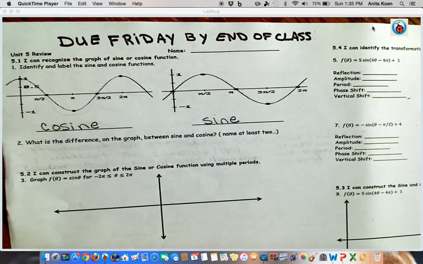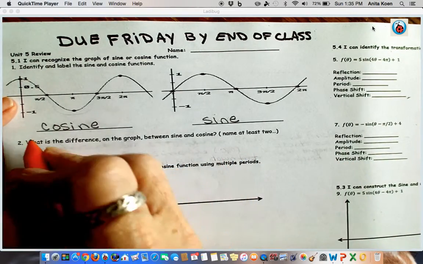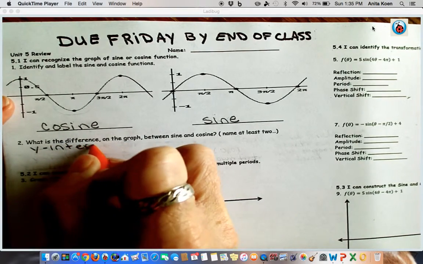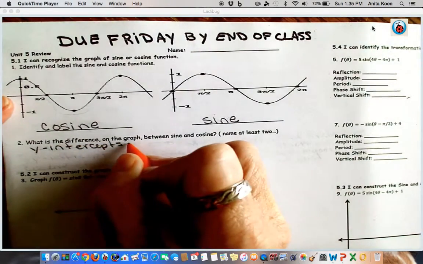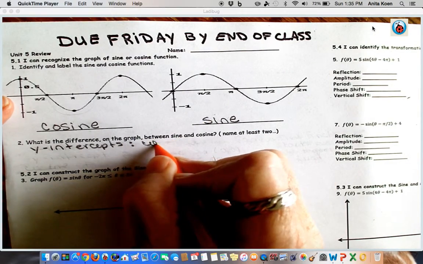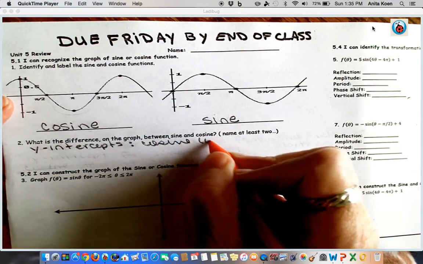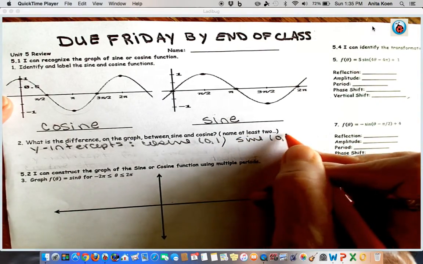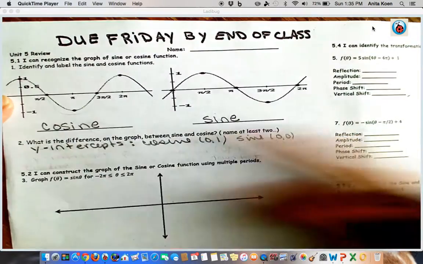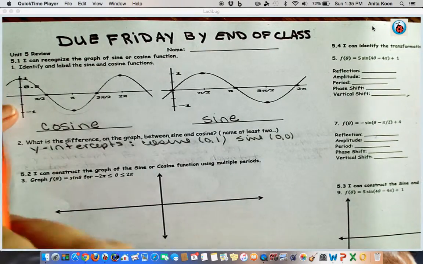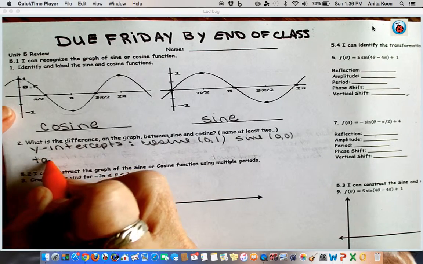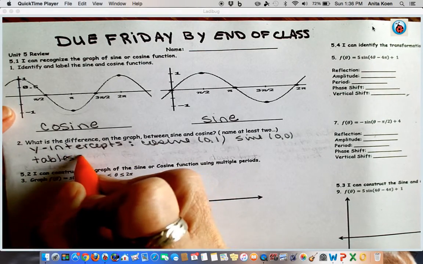Problem number 2 says, what's the difference on the graph between the sine and the cosine? Name at least 2. So the y-intercepts are different. For the cosine, it's (0, 1), and for the sine, it's (0, 0). So that's one difference. Another difference: the tables are different.